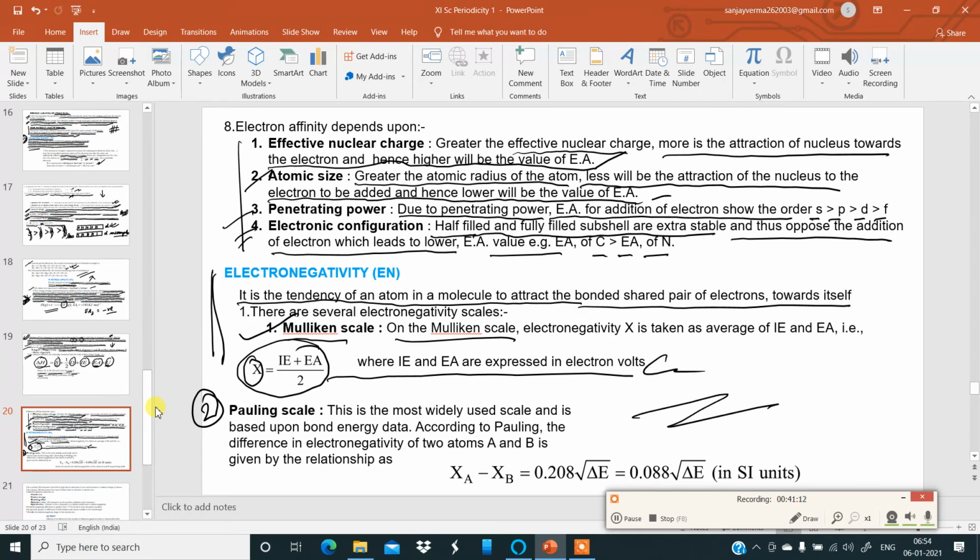On the Pauling scale, which is the most widely used scale nowadays, it is based upon bond energy data. According to the Pauling scale, the difference in electronegativity of two atoms A and B is given by the relationship XA minus XB equals 0.208 under root delta E, with bond energy data in SI units. So 0.088 root delta E will be sufficient.